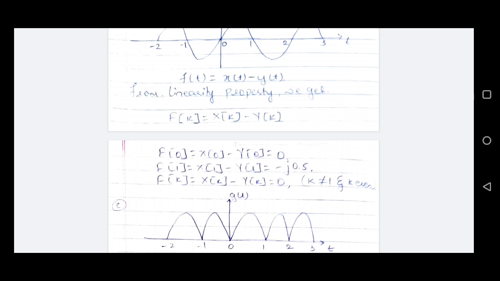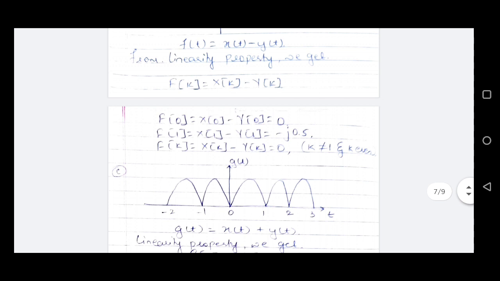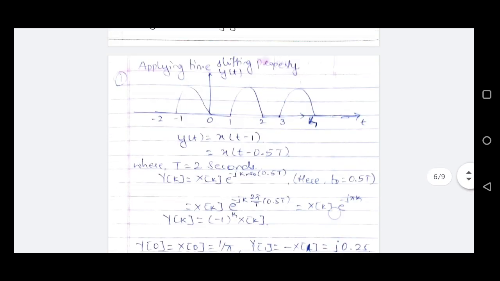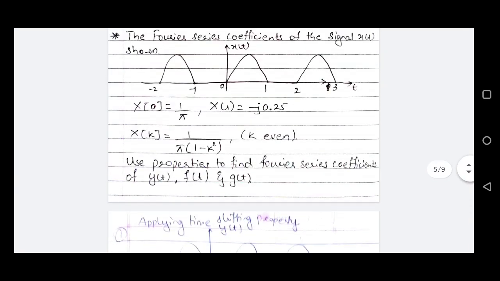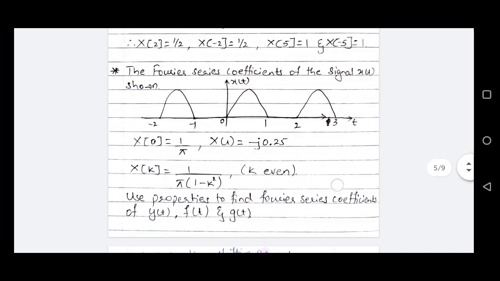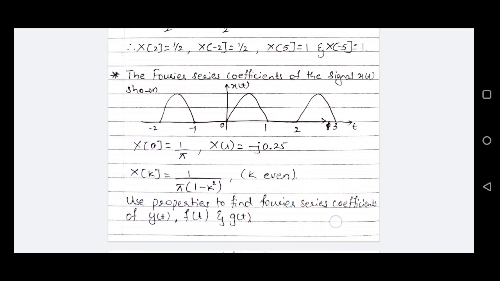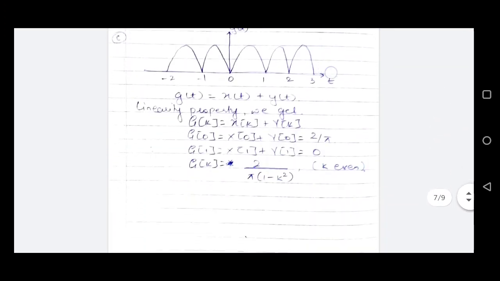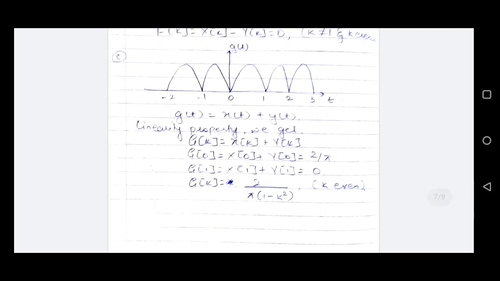The next waveform we'll be considering is g of t. g of t is the full wave rectified like signal. We can obtain g of t by adding x of t with y of t. Wherever there are 0s in y of t will be filled with x of t function values. So g of t is the sum of x of t and y of t. And again, according to the linearity property, their Fourier series coefficients will also be added together. g of k will be equal to x of k plus y of k.